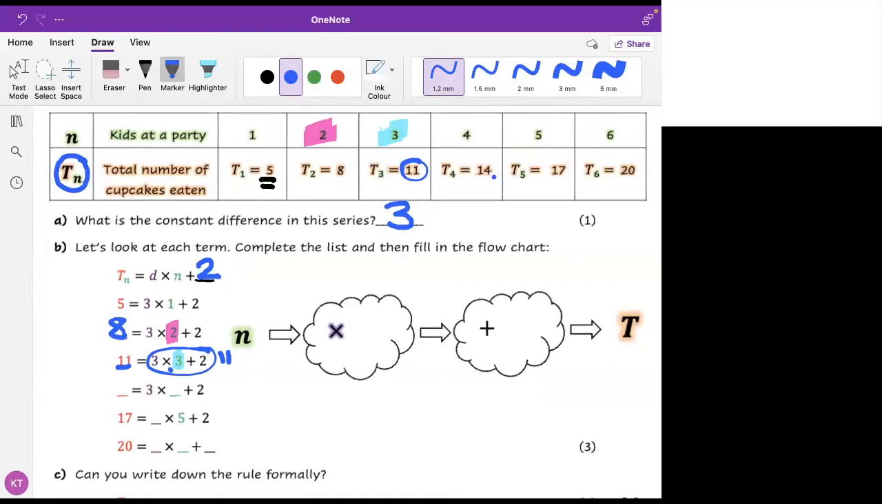No, the one that says d times n. How did you get the plus 2? How did I get the plus 2? Okay, I'm going to go back and work it out. Hopefully everyone can see. Okay, I'm going to drill on the bottom here.